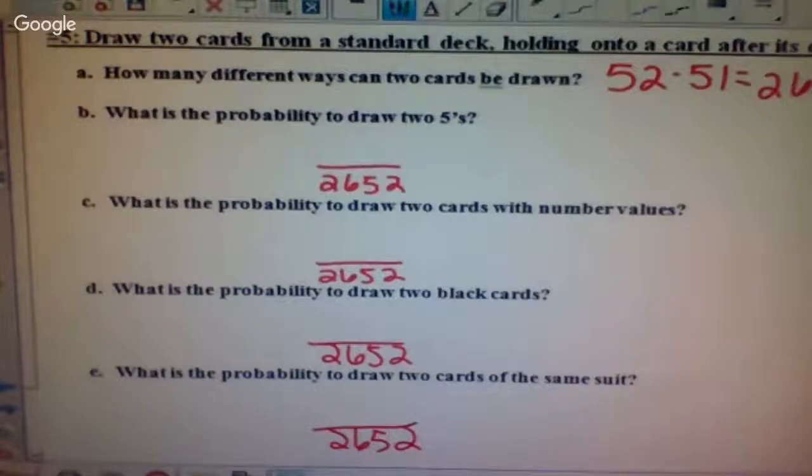Okay. B says, I want to pull 2 5s. So, the first time I pull a 5, I have how many options? You got 4. I have 4 5s in a deck.